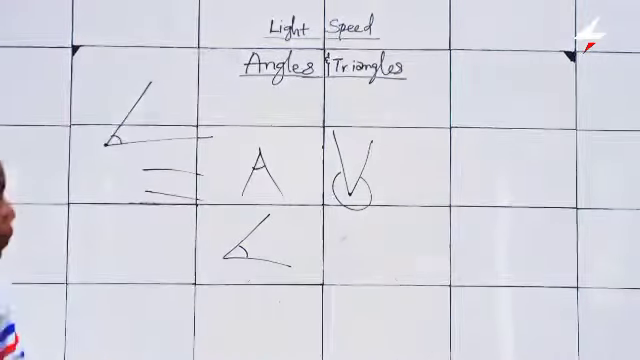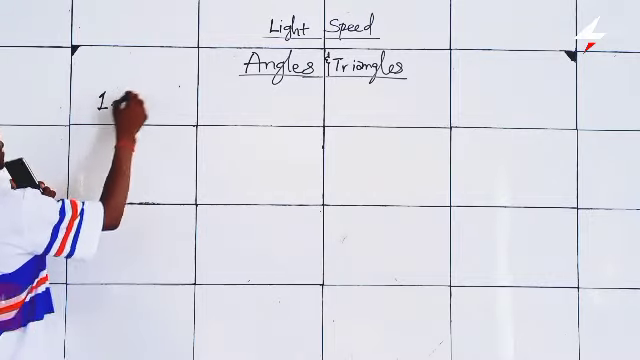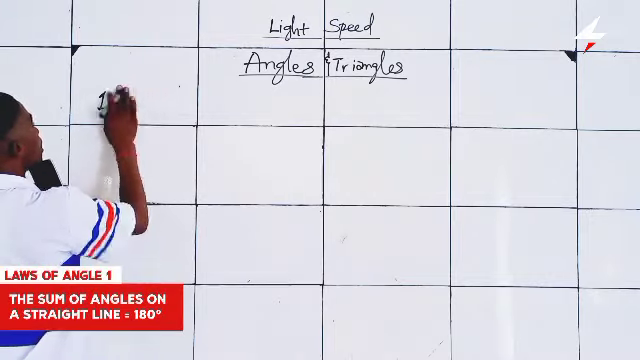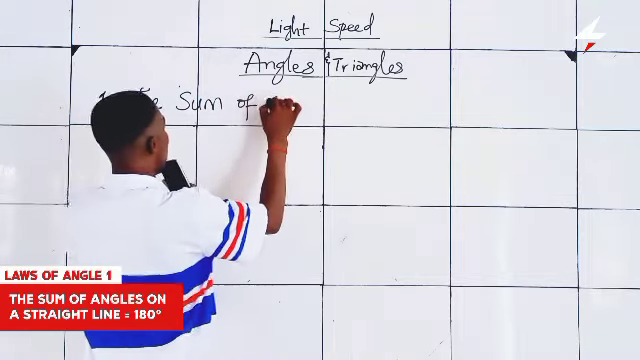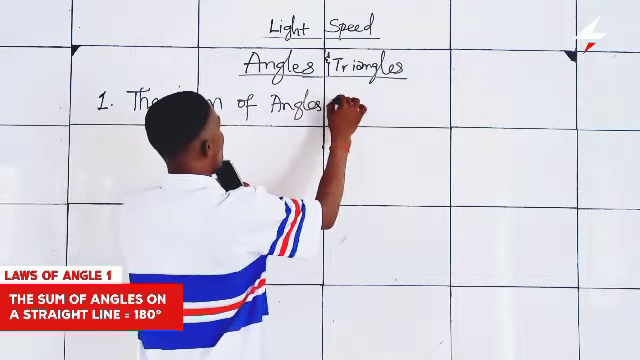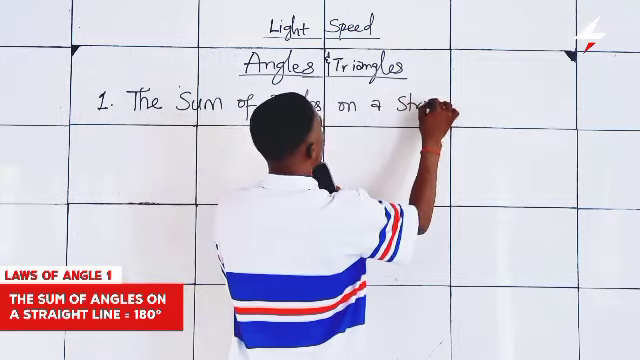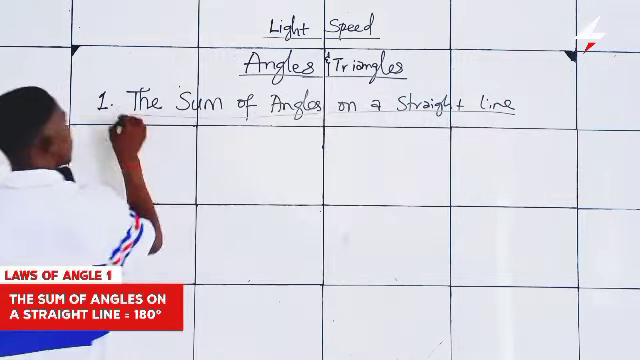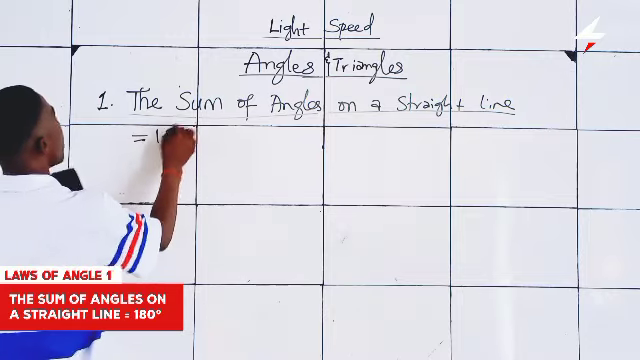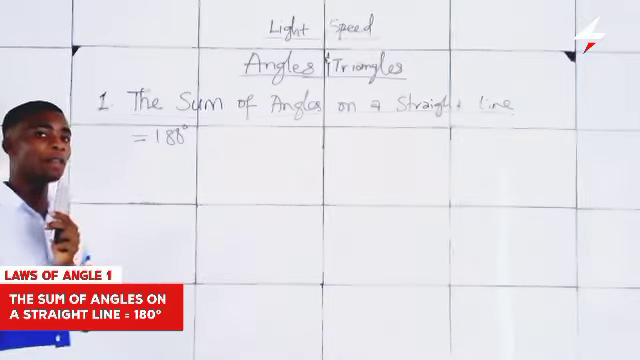Very fast. The first law we have here says the sum of angles on a straight line is equal to 180 degrees. You see that, very fast.